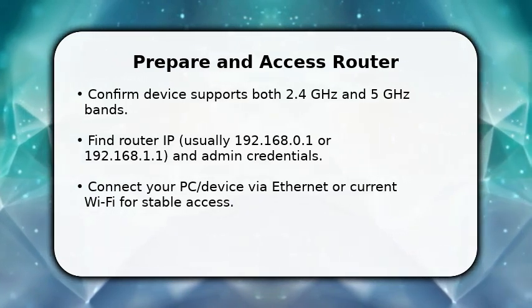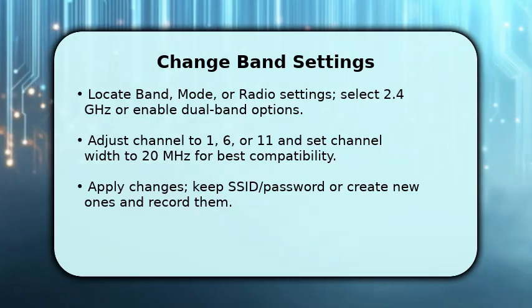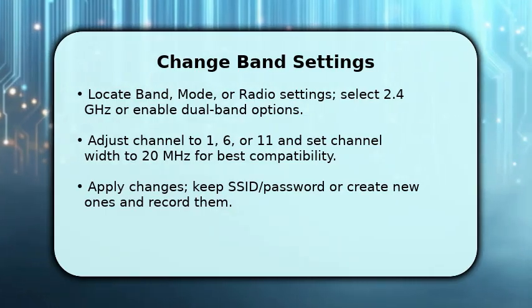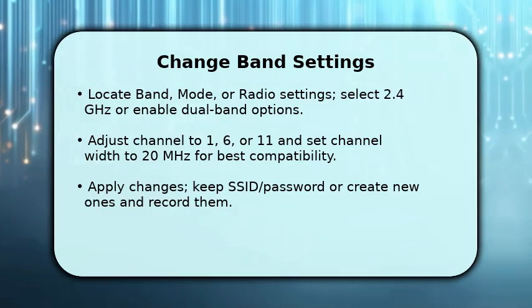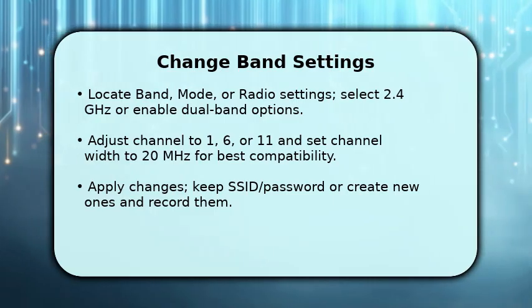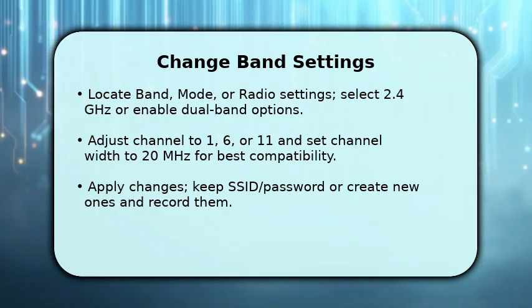Once done locating the wireless band controls, switch the active radio from 5 GHz to 2.4 GHz, or enable the 2.4 GHz radio if it was disabled. Make sure to set channel width to 20 MHz and pick channel 1, 6, or 11 to minimize interference.